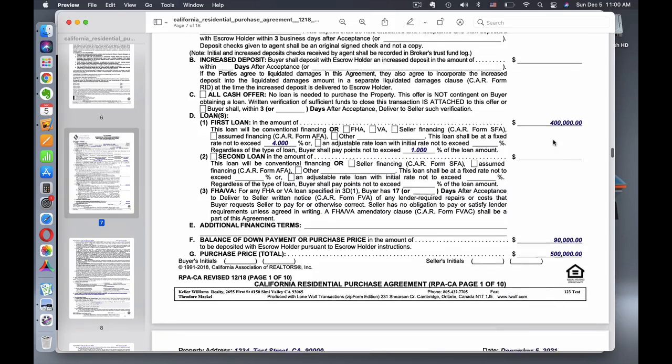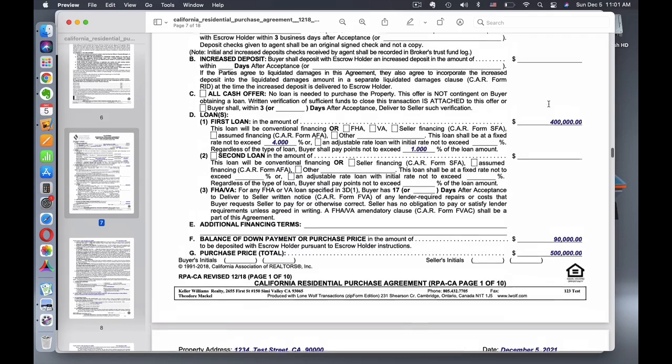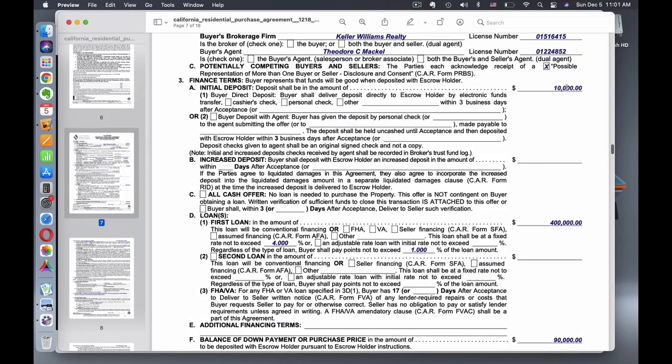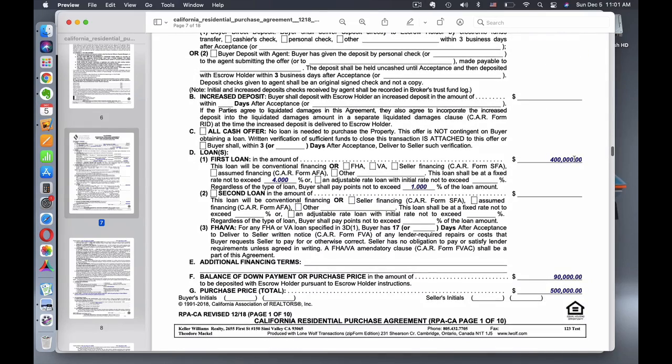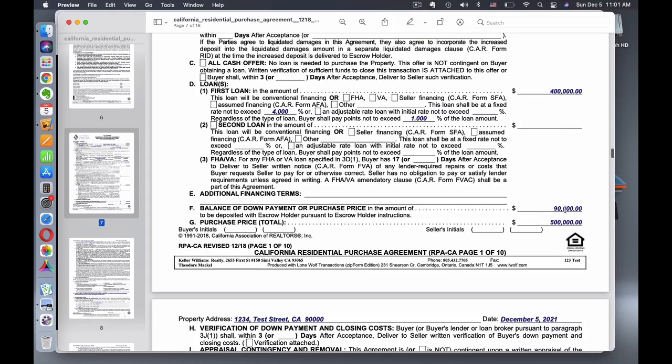The first loan, or we don't see a lot of first and seconds like we did in the old days, but you're going to get a loan for the property, and let's just say if you were going to put $100,000 down into the property cash and you wanted to borrow $400,000, this is how we see it. So you've got your $10,000 deposit, you're borrowing $400,000, and before escrow closes, you're going to need to come in with the additional $90,000 to equal the $500,000 total.